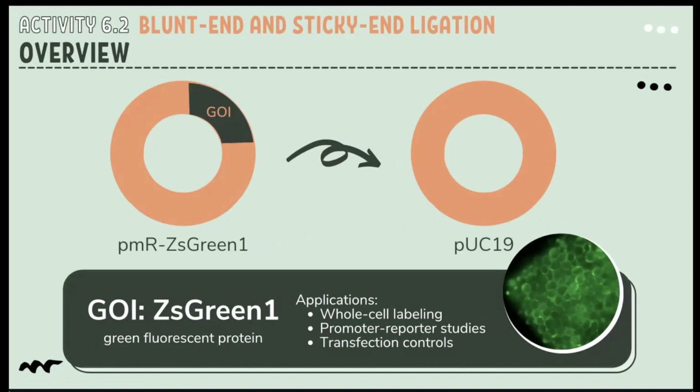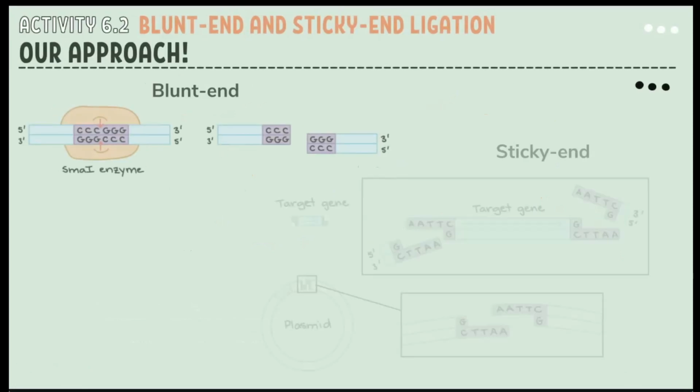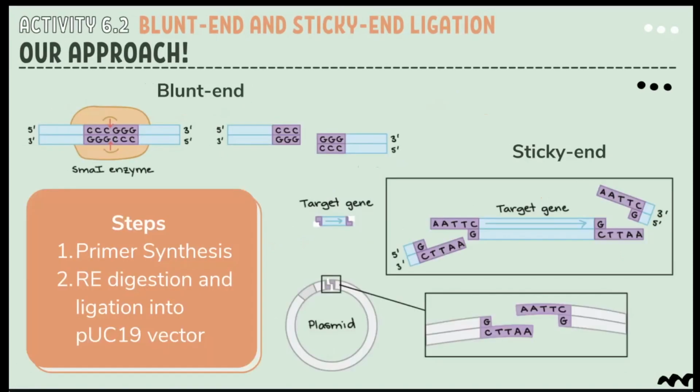But how exactly do we transfer our GOI from one plasmid to another? To do this, our first step would be to amplify the target gene through PCR. Hence, we'll be synthesizing primers. Then we'll digest the receiver plasmid and perform ligation of the amplicon into the receiver vector.